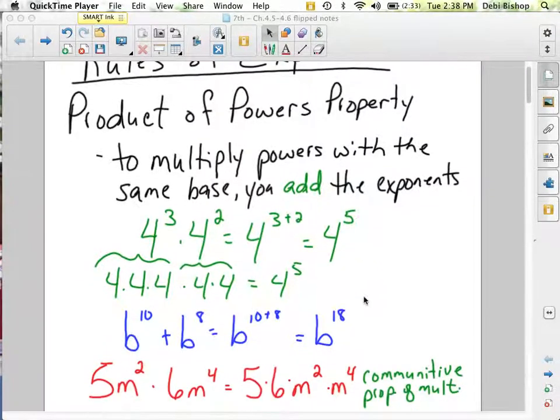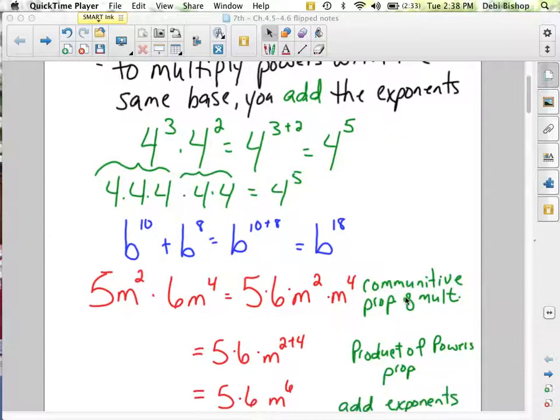To show how this works, 4 cubed is 4 times 4 times 4, and 4 squared is 4 times 4. So if we multiply them all together, we have five 4s, so 4 raised to the 5th power. An example with variables is b to the 10th times b to the 8th equals b to the 10 plus 8, which equals b to the 18th power.